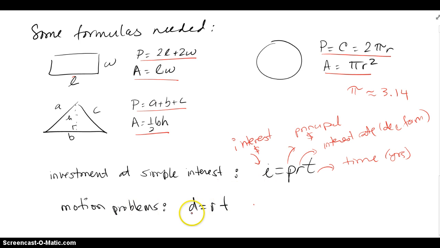For motion problems, you want to remember D equals RT, where D stands for the distance, R stands for the average rate or speed, and T stands for time. And you want your units to match up. So if the distance is in miles and the time is in hours, your rate will be in miles per hour. Or if the time is given to you in minutes and the rate is given to you in miles per hour, you want to convert the time to hours so that your distance can pop out in miles.